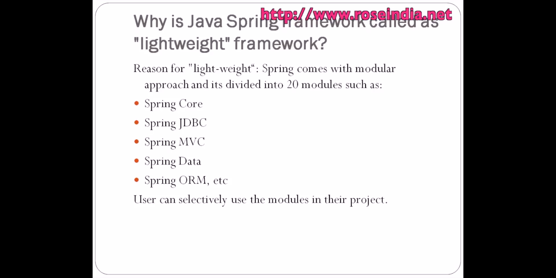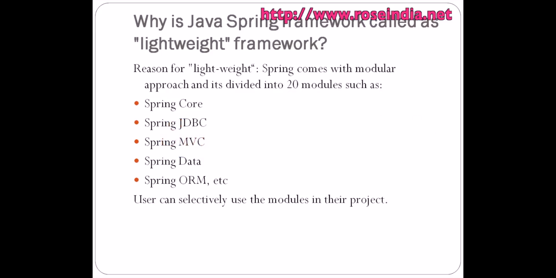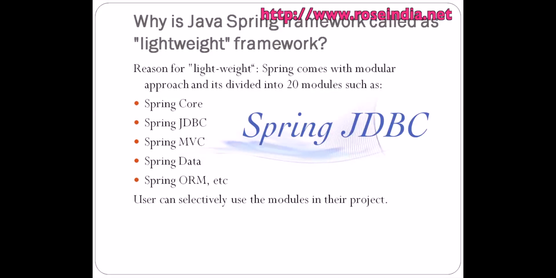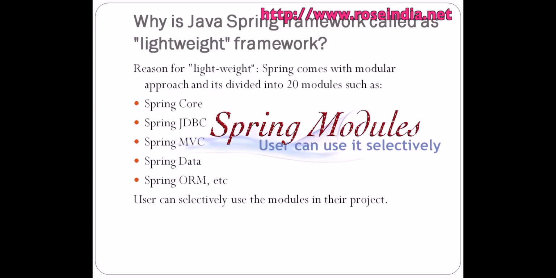Spring Framework is a lightweight framework as it has minimal impact on an application. So there is minimal code change if the framework is implemented on existing code. Reason for lightweight: Spring comes with a modular approach and it is divided into 20 modules such as Spring Core, Spring JDBC, Spring MVC, Spring Data, Spring ORM, etc. Users can selectively use the modules in their project.